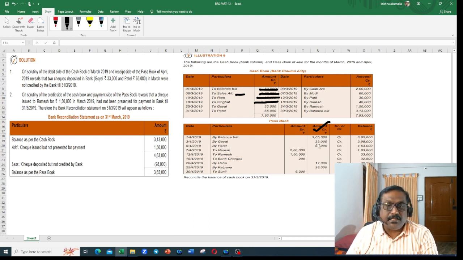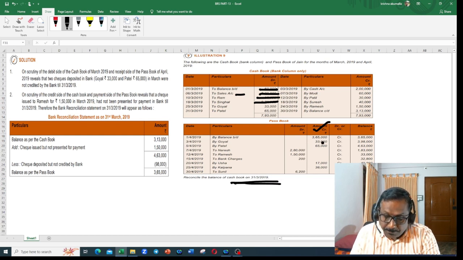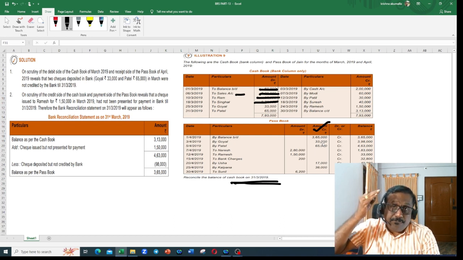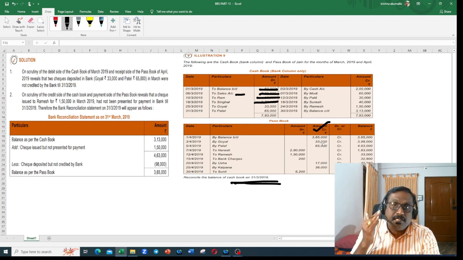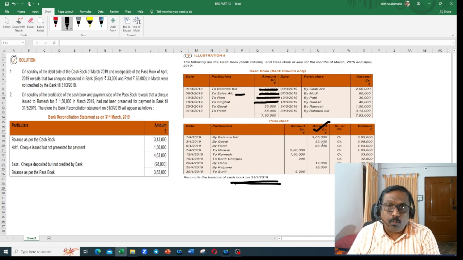See here, by Goyal 33,000 is there. What does it mean? 33,000 worth of check received from Goyal on 25th March deposited. It got credited in the month of April. Has it been credited in the month of March in the passbook? It was created in the passbook on 3rd April. Which date are we preparing the reconciliation? We are preparing the reconciliation on 31st March 2019. At the time of preparing the reconciliation, on 31st March 2019, has the Goyal check worth 33,000 been created in the passbook by 31st March? No. When was it created? It was created on 3rd April. So at the time of reconciliation, on 31st March 2019, Goyal check deposited but not created by the bank.